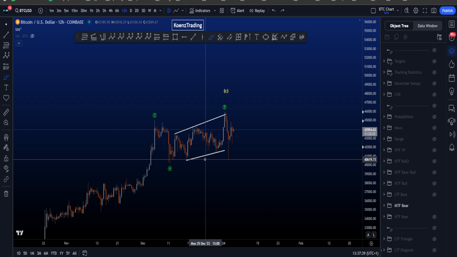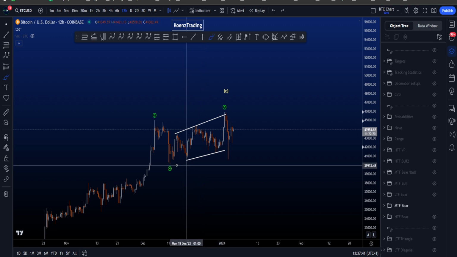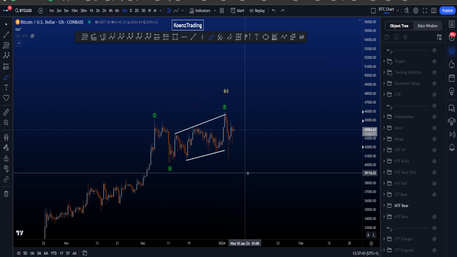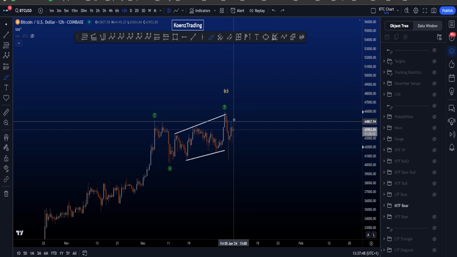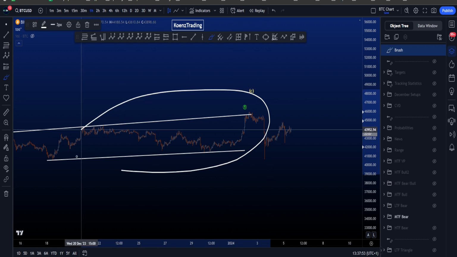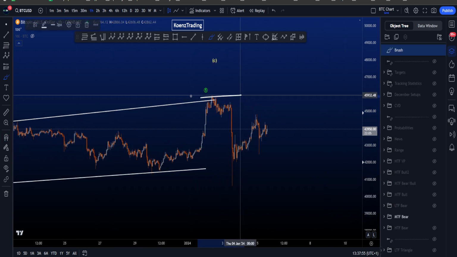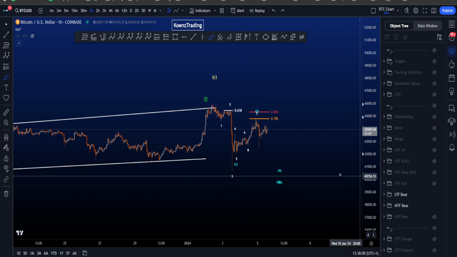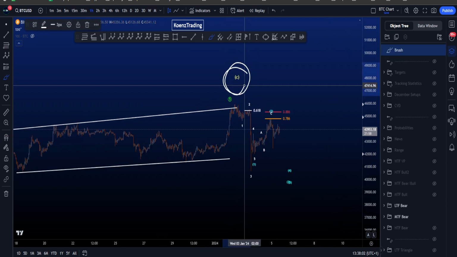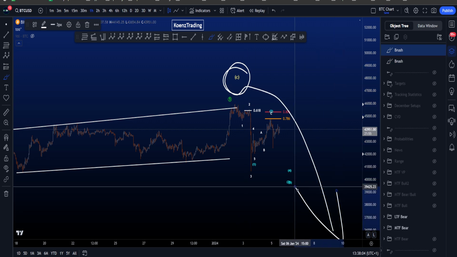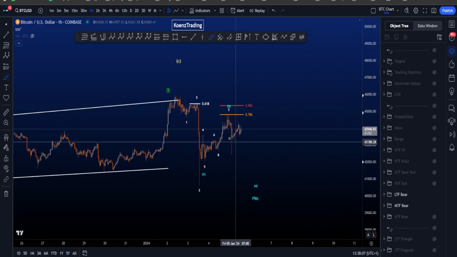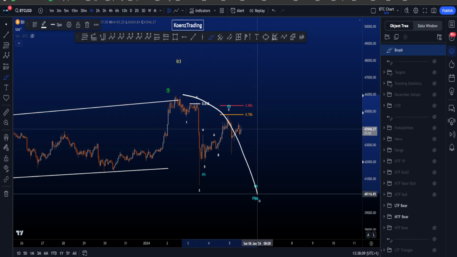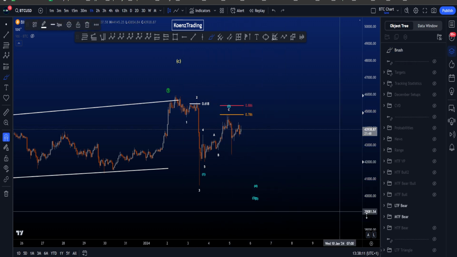Now, an expanding diagonal in general is a rare structure and never has the highest probabilities unless all the other scenarios fail. So this lowers the probabilities of this being the high. However, it's not only an expanding diagonal here that lowers the probabilities of the high being in. It is also the first structure to the downside. If we are looking for a higher degree wave C to be in, and we look for much lower prices to come, right, then we want to start the move with an impulse, a 5-wave structure to the downside.